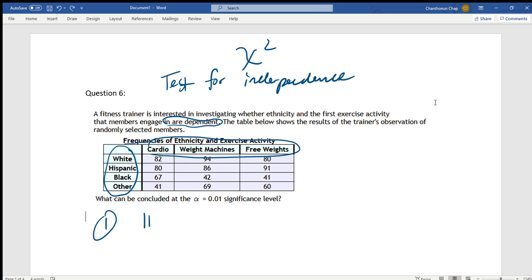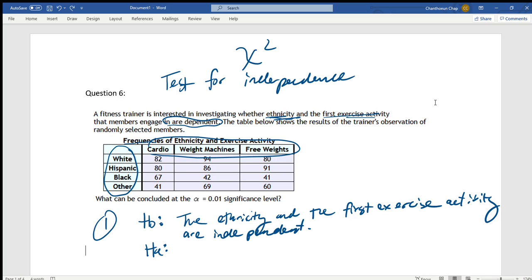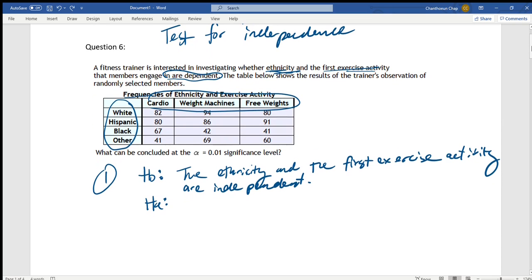In step 1, we'll state the null and alternative hypothesis. We want to figure out the relationship between ethnicity and first exercise activity. So for a null hypothesis, we have the following. The ethnicity and the first exercise activity are independent. Make sure you mention the phrase independent for the null hypothesis.